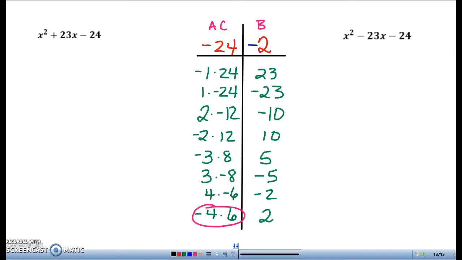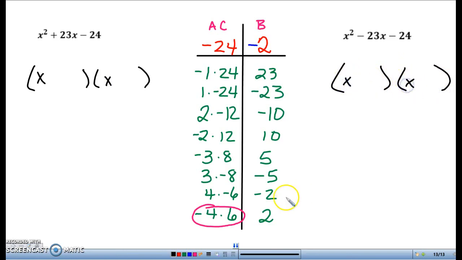Okay, let's try this one. We've got two more. Let's just do them real fast. On both of these, since my a is 1, I know an x has to go here and here. And same over here, x and x, because when I multiply my front two terms together, I've got to get my x squared here and here. This time, the product of a times c is negative 24, but here they have to add up to either positive 23 or negative 23.